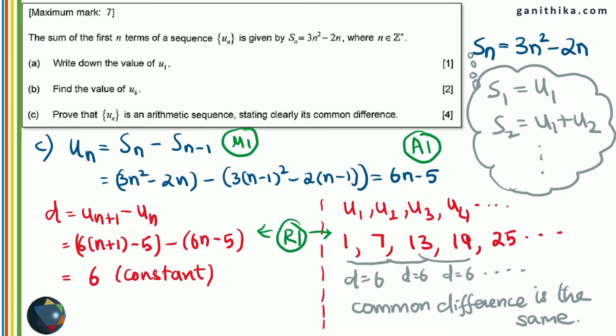And the reason mark is for using either of the two methods, either using the nth term method or expanding the sequence and finding the common difference. Basically, you need to be working towards saying that the common difference is the same. If your working is going in that direction, you will get this R1 mark, which is the reason 1 mark. Then if you found the correct difference equal to 6, you will get 1 A1 mark here. So there are 4 marks for this question.